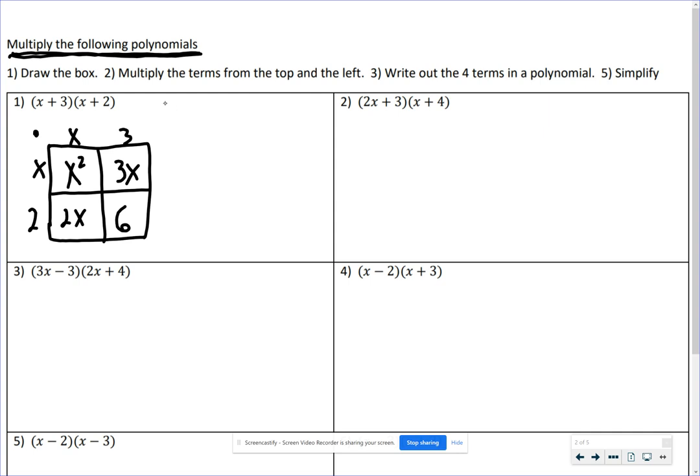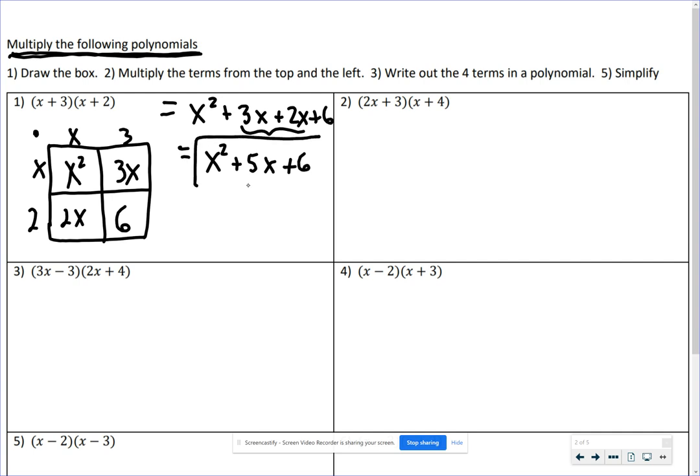So we've done the multiplication. That's step 2. We're going to write out the 4 terms that are in the box. The 4 terms of our product are x squared plus 3x plus 2x plus 6. Notice how I'm putting plus signs between them. And then I'm going to simplify, which in this case is just combining the 3x and the 2x. 3 of something plus 2 of something, I have 5 of that same something. And there's the answer we're looking for. Now notice that is a trinomial, but it's written in standard form. Powers are going from biggest to smallest. So there's our answer.